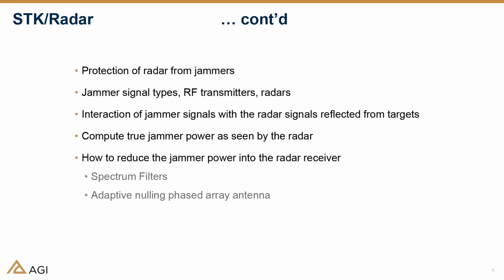So just continuing a little bit off of radar. One thing, like I was saying, is there are many different strategies for dealing with jammers that are affecting the radar. You have the different jammer signal types and RF transmission types that are being incorporated. And like I was saying before, you can compute the true jammer power that is seen by the radar. You have different methodologies for reducing that jammer power into the radar receiver through the use of, say, spectrum filters or nulling of a phased array antenna.